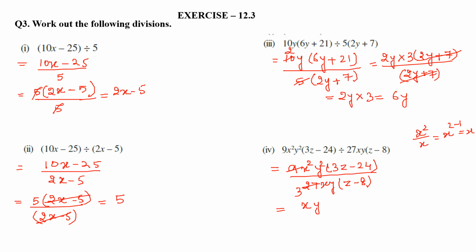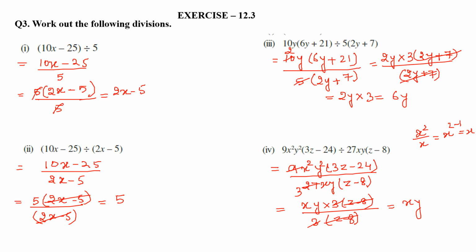And in 3z minus 24, I can take 3 common, right? Because 24 also comes in the table of 3: 3 times 8 will give me 24. So from here I am taking 3 common, and I will be left with z minus 8, divided by 3 times z minus 8. Now 3 and 3 I can cancel out, then z minus 8 I can cancel out. So the answer will be xy. I hope it is clear to everyone.